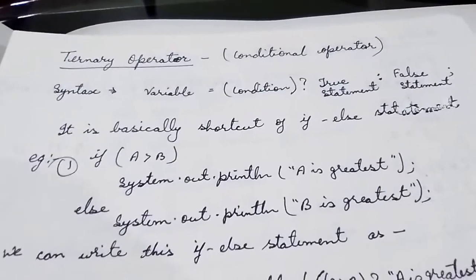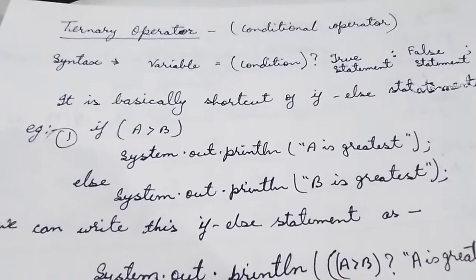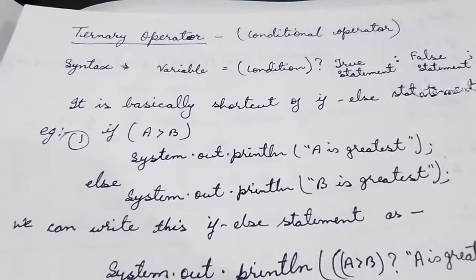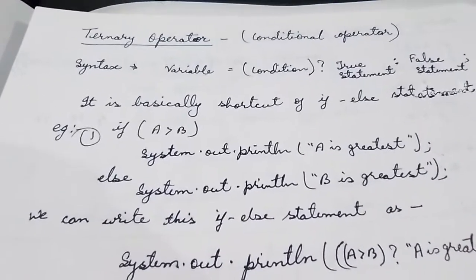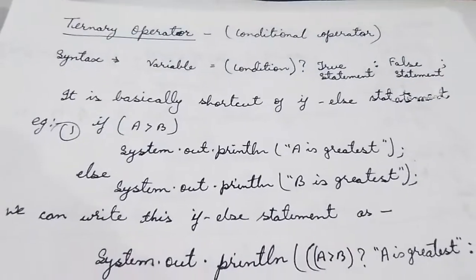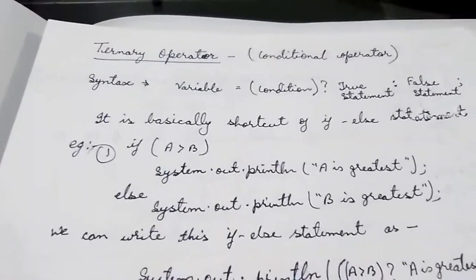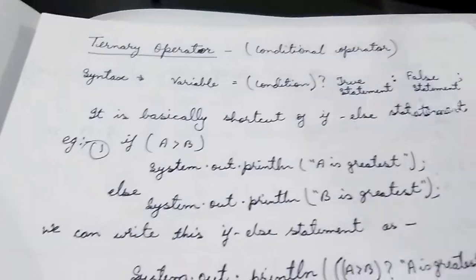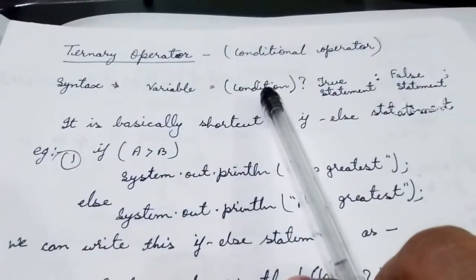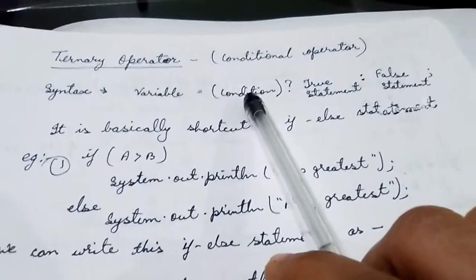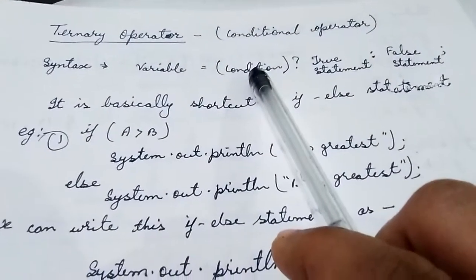The next important operator is the ternary operator. The ternary operator is also called a conditional operator or conditional statement. Now, ternary means 3, so in the syntax we can see that the ternary operator has 3 parts. The condition, or the test expression, that we write.